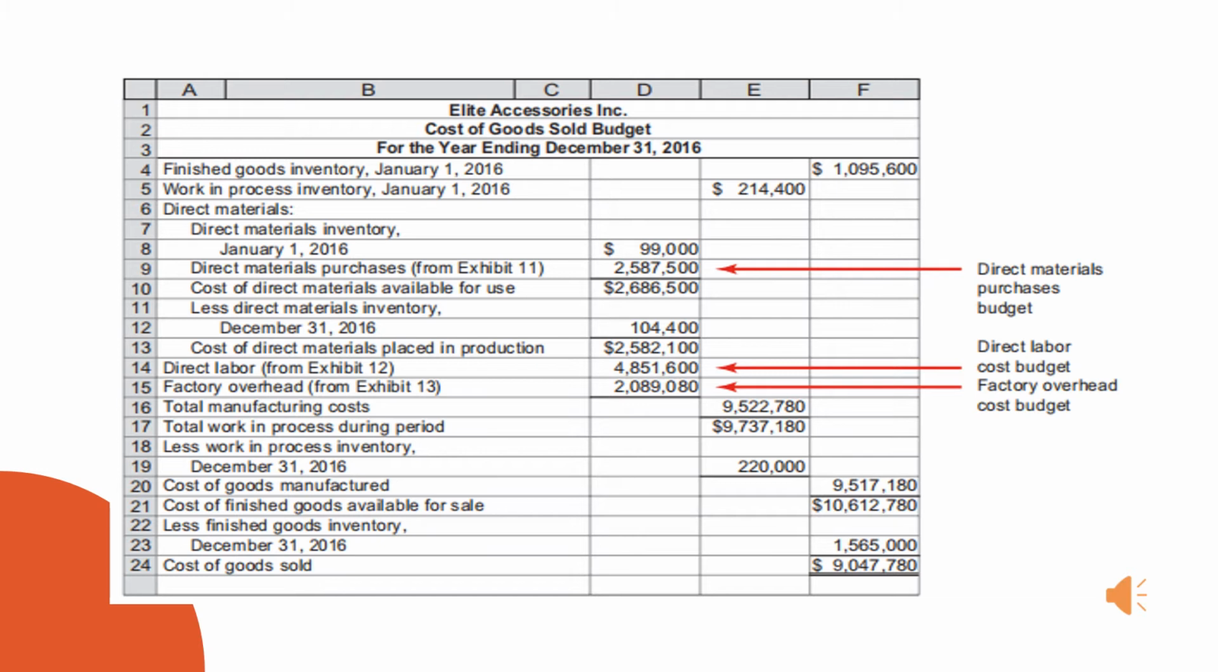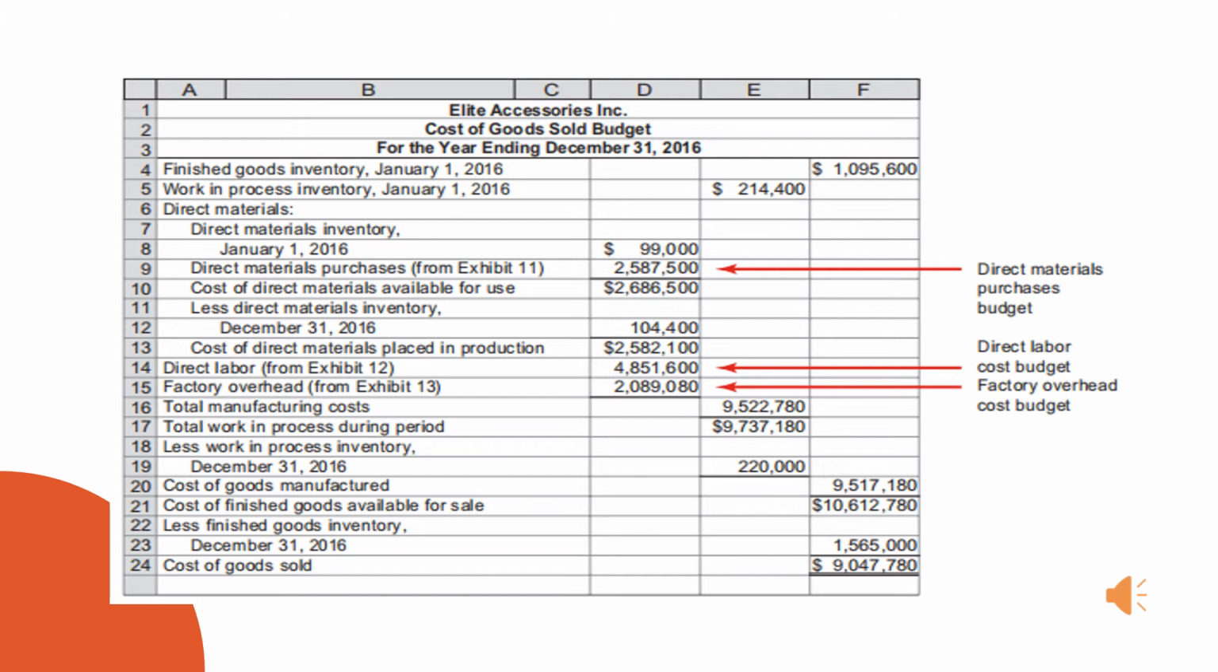$2,582,100. Then you add your direct labor, which is also from your direct labor cost budget, and also your factory overhead of $2,089,080 from your factory overhead cost budget. And that would give us the total manufacturing cost of $9,522,780. So the total work in process during this period amounted to $9,737,180.